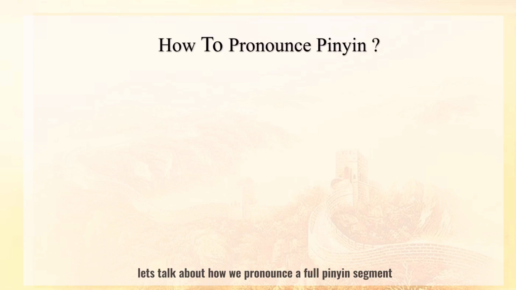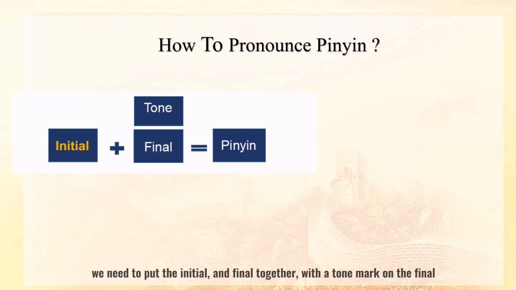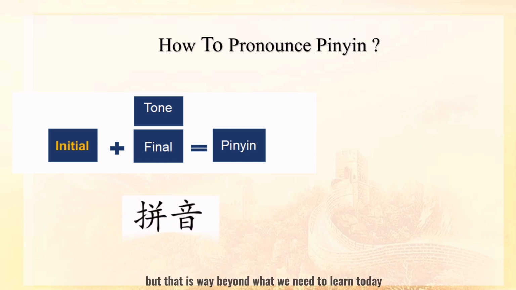So after all these frustrating details, let's talk about how we pronounce a full pinyin segment. In order to pronounce a complete pinyin, we need to put the initial and final together, with a tone mark on the final. There are specific rules about where we place the tone mark, but that is way beyond what we need to learn today.